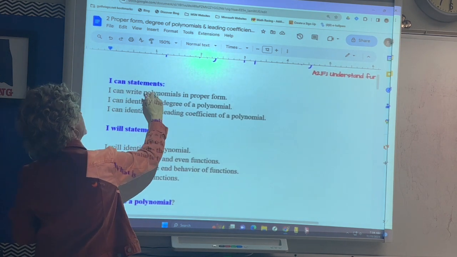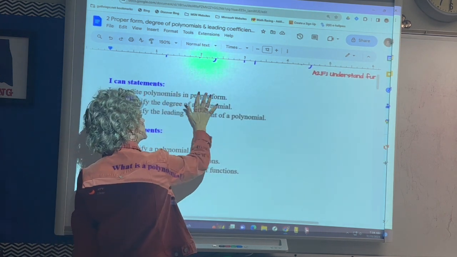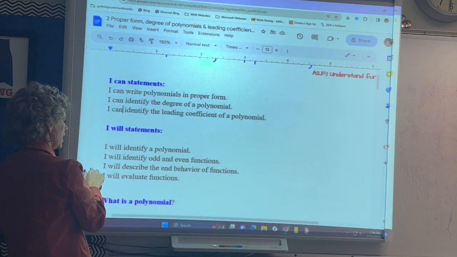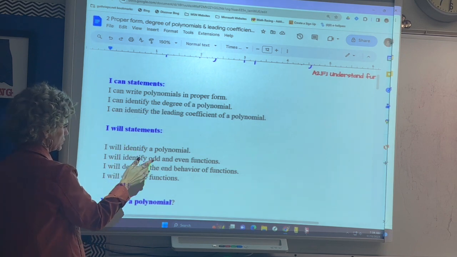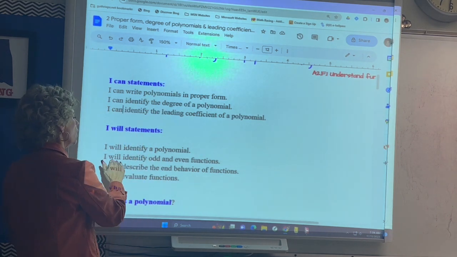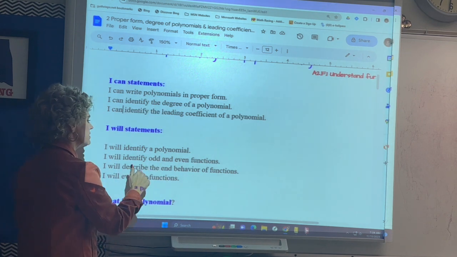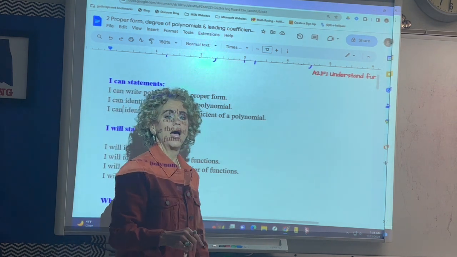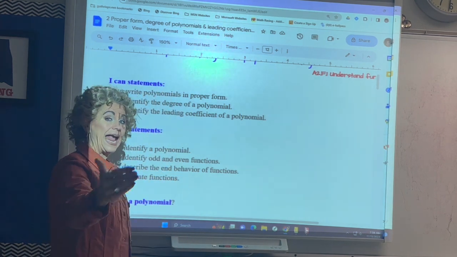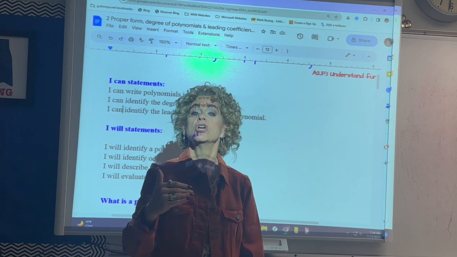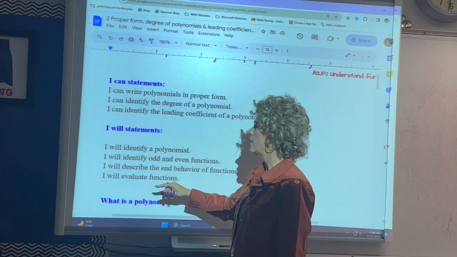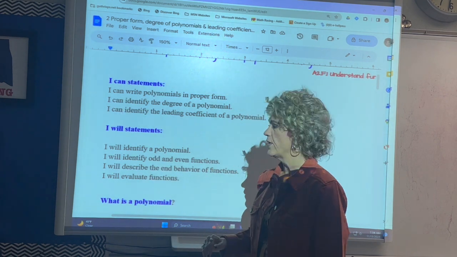Again, these are our can statements from last week. We can do that. This week, we're going to focus more on identifying a polynomial, which we'll hit later this week. We will evaluate functions tomorrow. We will identify odd and even and describe the end behaviors. Today we're just identifying odd and even and whether the leading coefficient is positive or negative. Tomorrow, we are going to describe the end behavior of functions, and we will also begin evaluating functions.